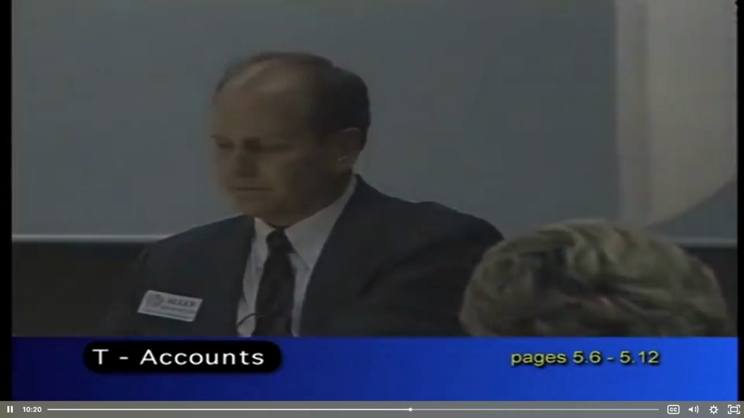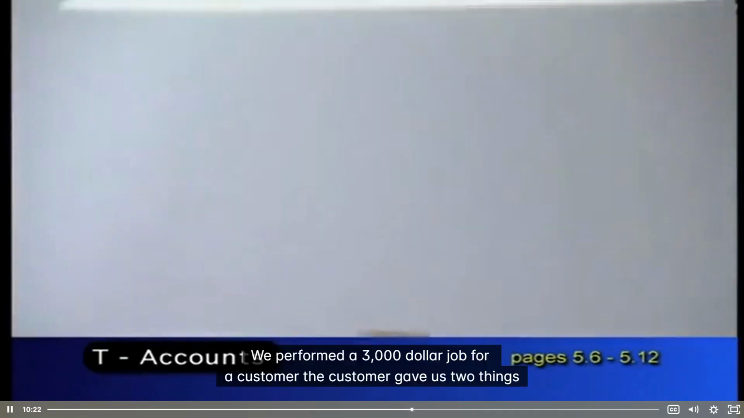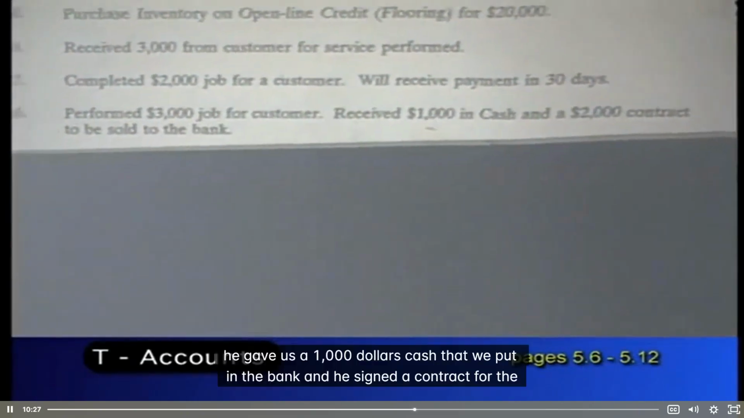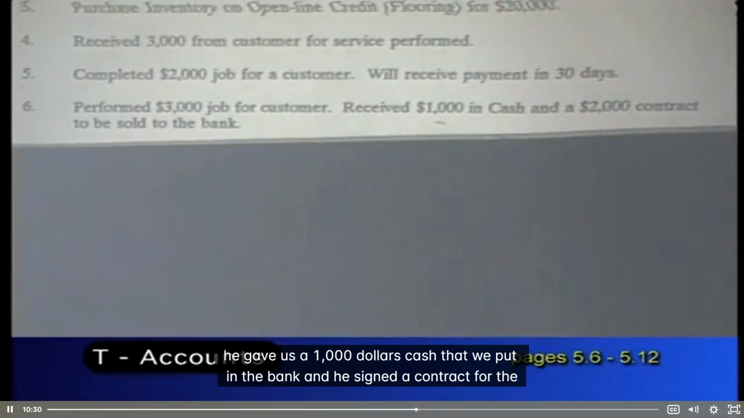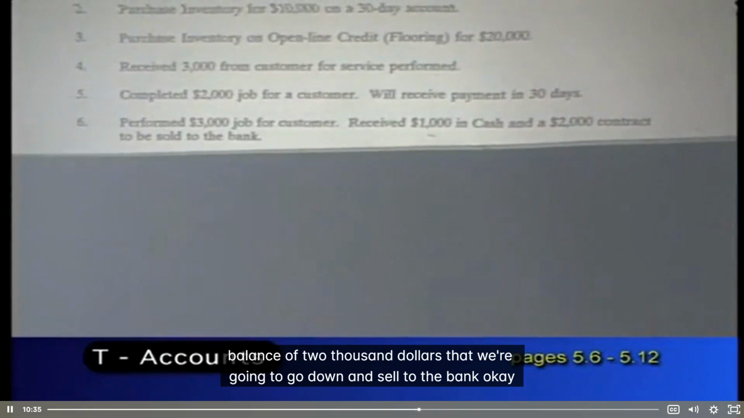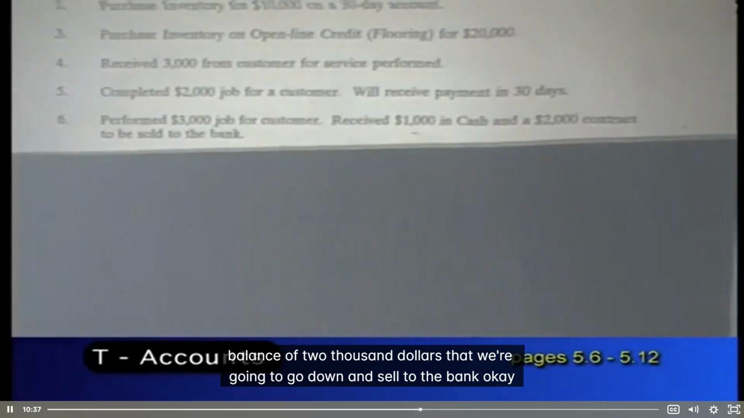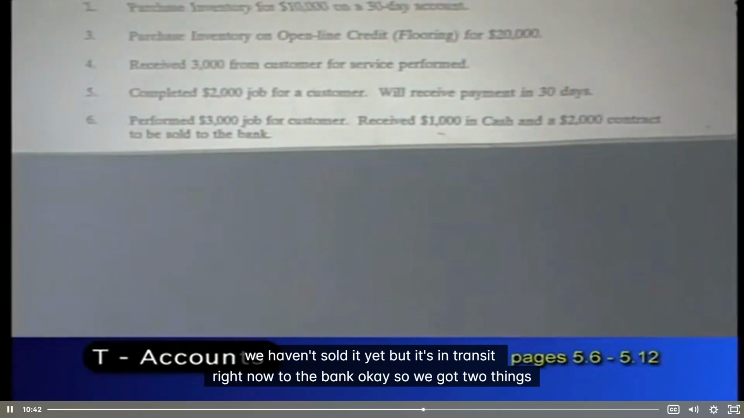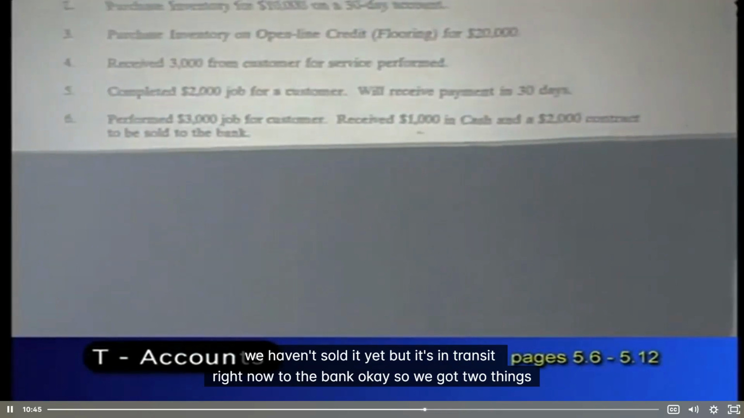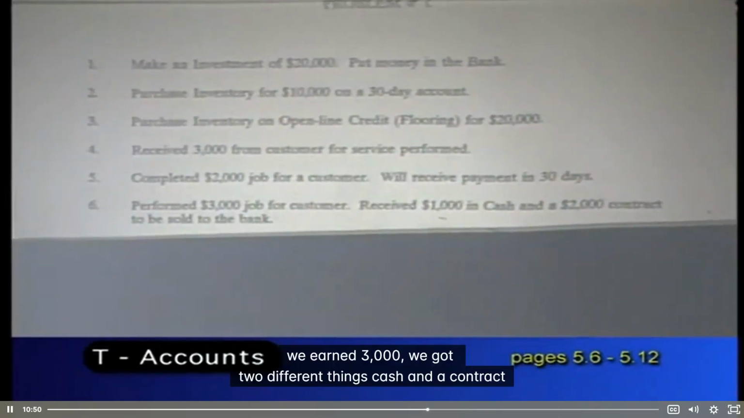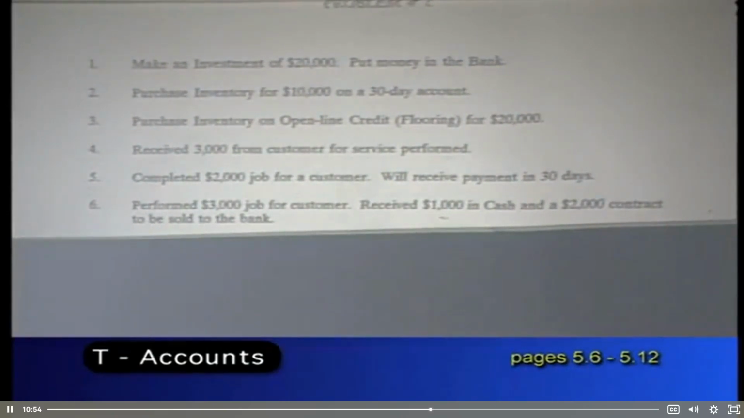Number 6. We performed a $3,000 job for a customer. The customer gave us two things. He gave us $1,000 cash that we put in the bank, and he signed a contract for the balance of $2,000 that we're going to go down and sell to the bank. We haven't sold it yet, but it's in transit right now to the bank. So we got two things. We earned $3,000 for it. We got two different things, cash and a contract.